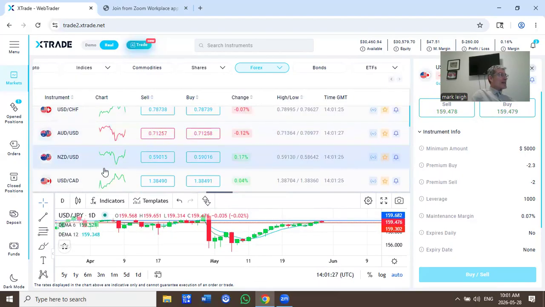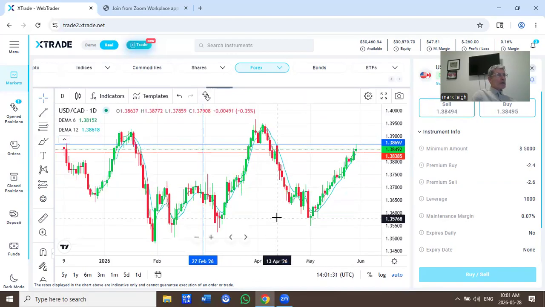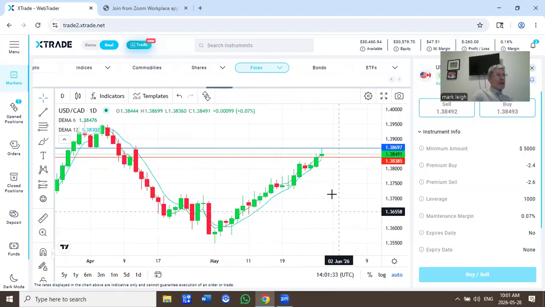US dollar against the Canadian. There you can see a small green candlestick, US dollar strengthening against the Canadian. Started off that way early. I've got resistance at 138.69. Then we got the turnaround from strong to weak US dollar, created support at 138.38. And now we've got the US dollar fighting back again.